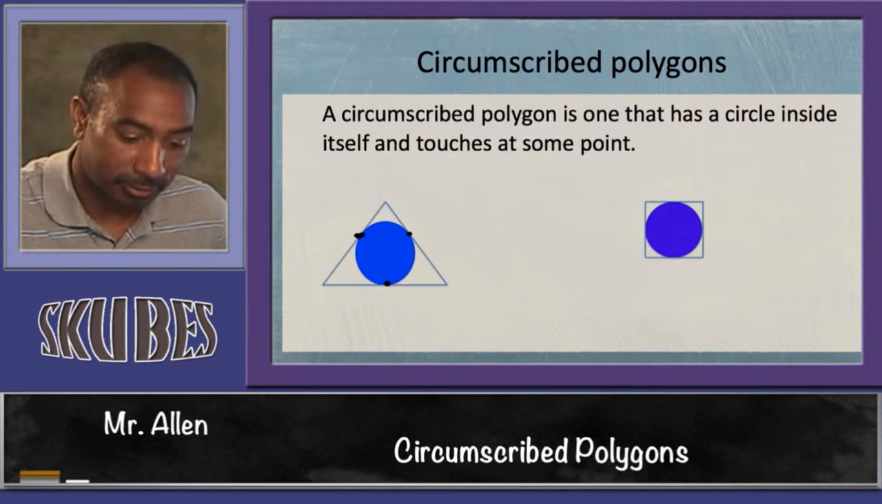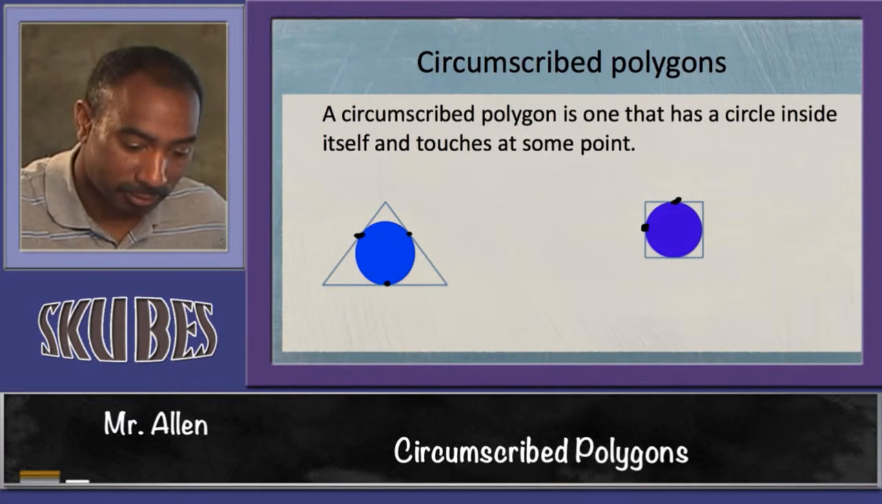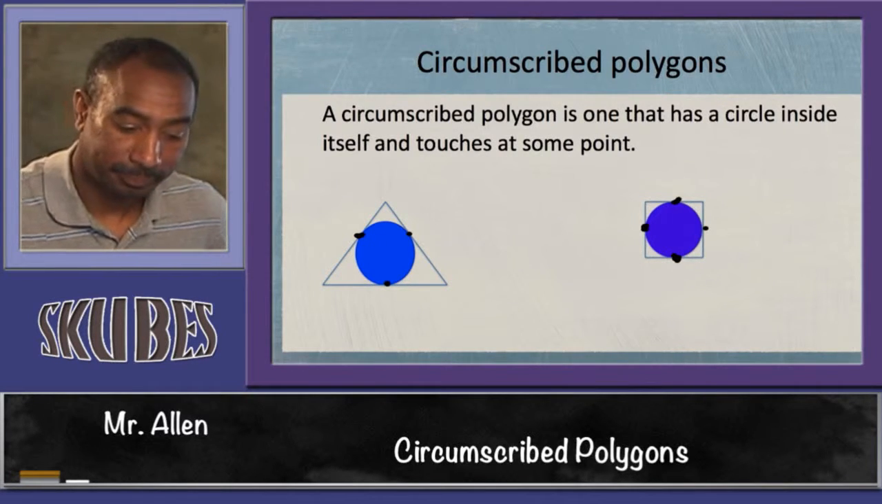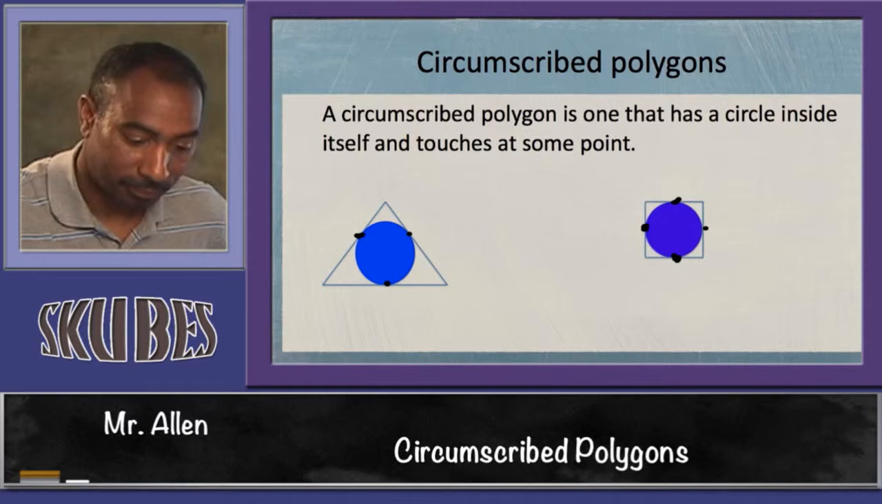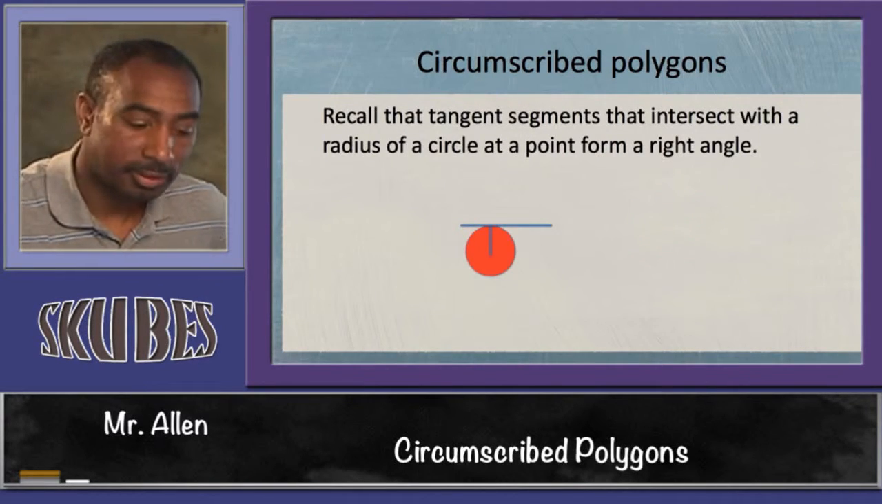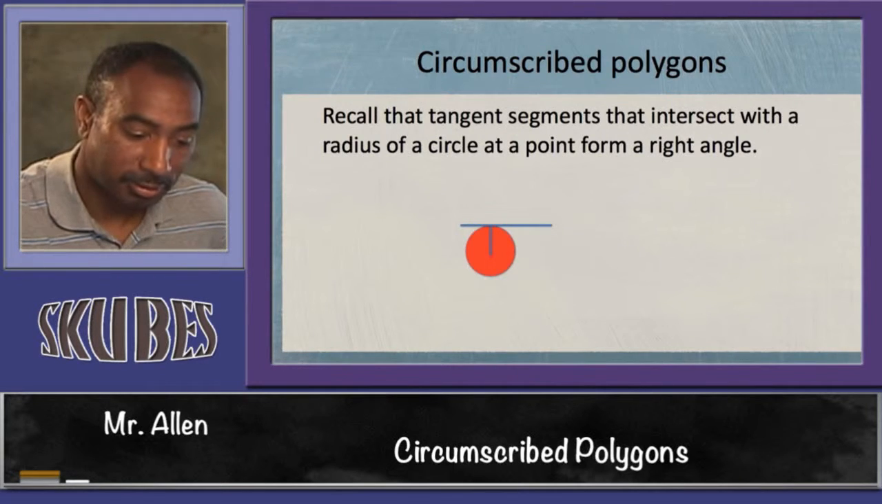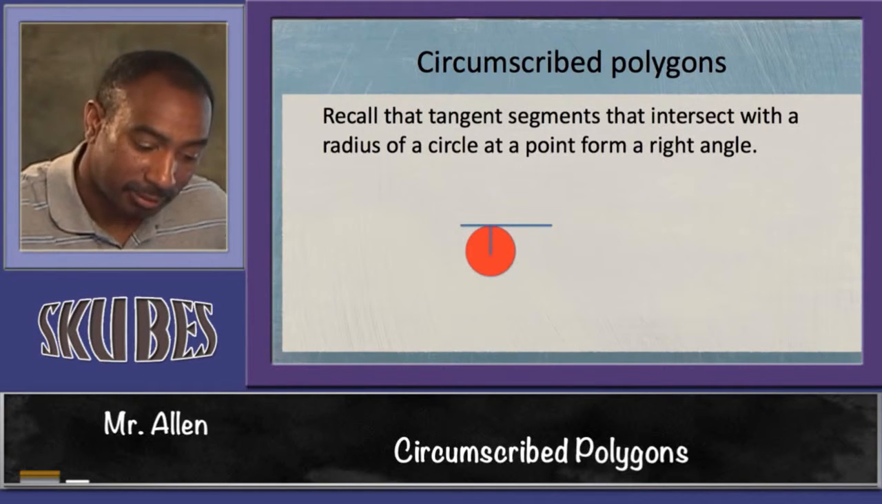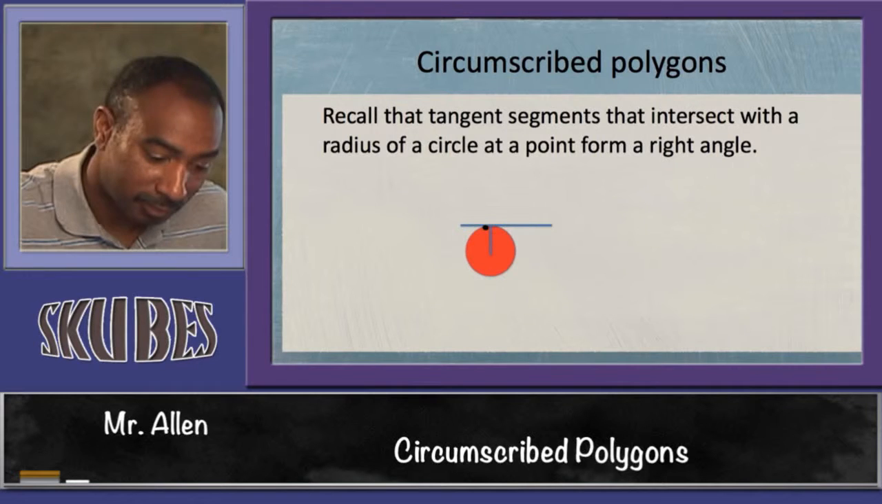You have the rectangle, and it touches at all 4 points inside the rectangle. Let's recall a definition from the past lesson. Recall that a tangent segment that intersects with the radius of a circle at a point forms a right angle. So anytime you have a radius that intersects a tangent line at a point, that's going to form a right angle.